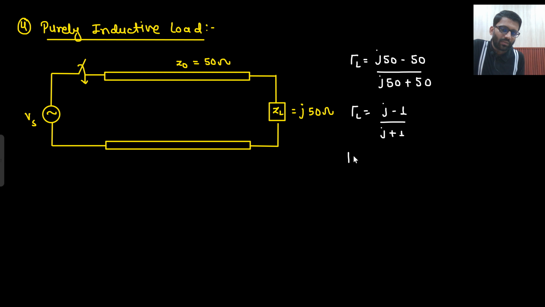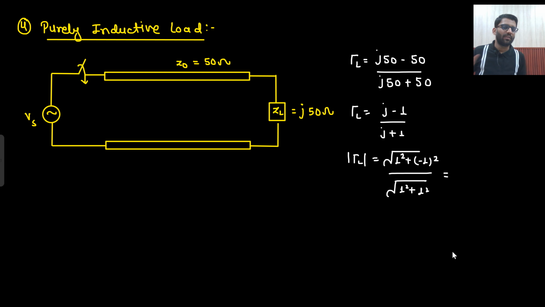Now let's talk about the magnitude. How will you calculate the magnitude? For the upper one, it would be 1 square plus minus 1 square, divided by 1 square plus 1 square. What you are getting? Under root 2 by under root 2. What you are getting? 1. And that's for sure. Always you will get 1.